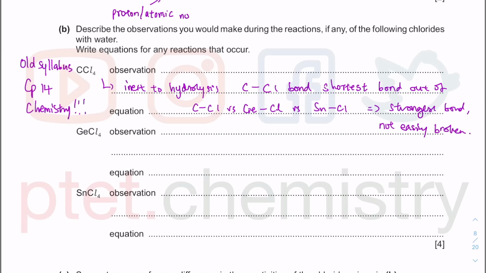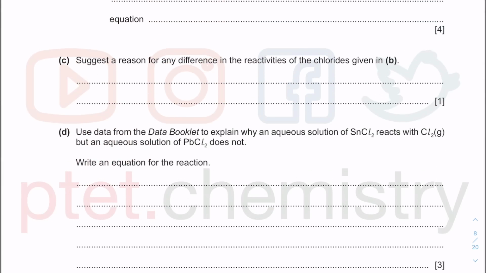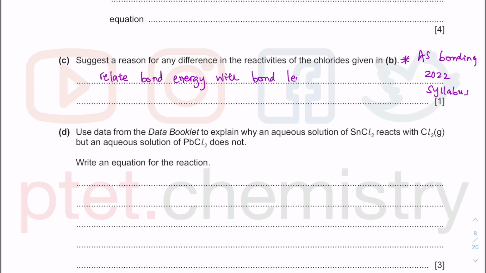Okay, but as for the rest of it, I don't think we need to talk too much about that. That was basically the reason for the reactivity. This is in the AS bonding 2022 syllabus, where they will expect you to relate bond energy, covalent bond strength, with bond length. This is to do with the size of your atom, and then you can relate to reactivity. If you need to break the bond, are you breaking a stronger bond or a weaker bond?